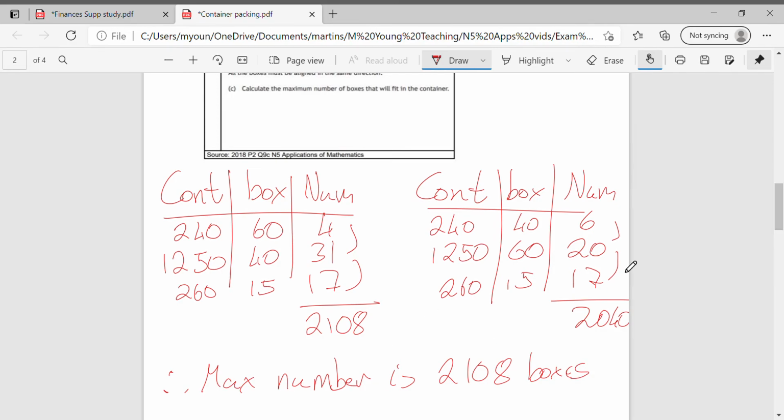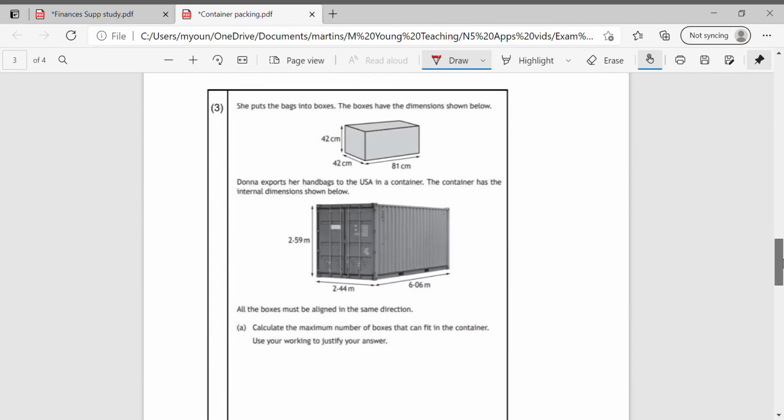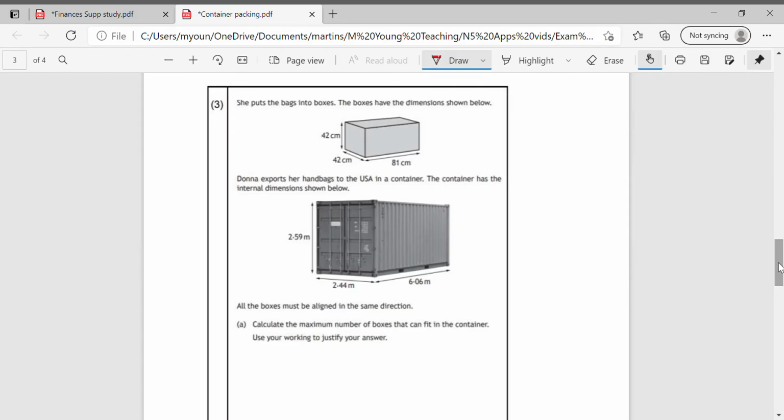Alright, last question now. This one here. She puts the bags into boxes. The boxes have dimensions shown below. She exports these handbags to the USA.